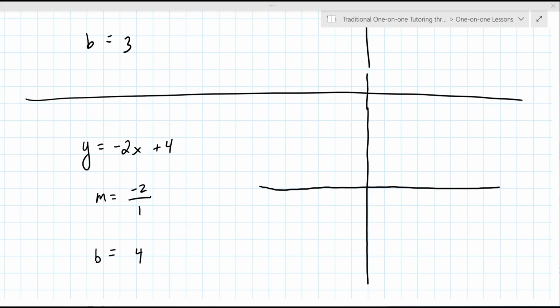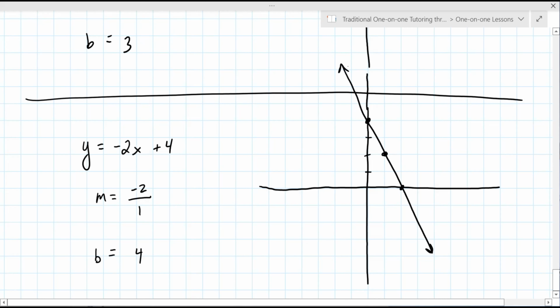Okay, I got it. Great. So you're going to start at 4, which means you're going to go up to 4. So somewhere you have a starting point here. This -2 means you're going to go down 2 and then right 1. It's always to the right, down 2 and right 1. Does your graph look something like this? Yes, it does. Very good.